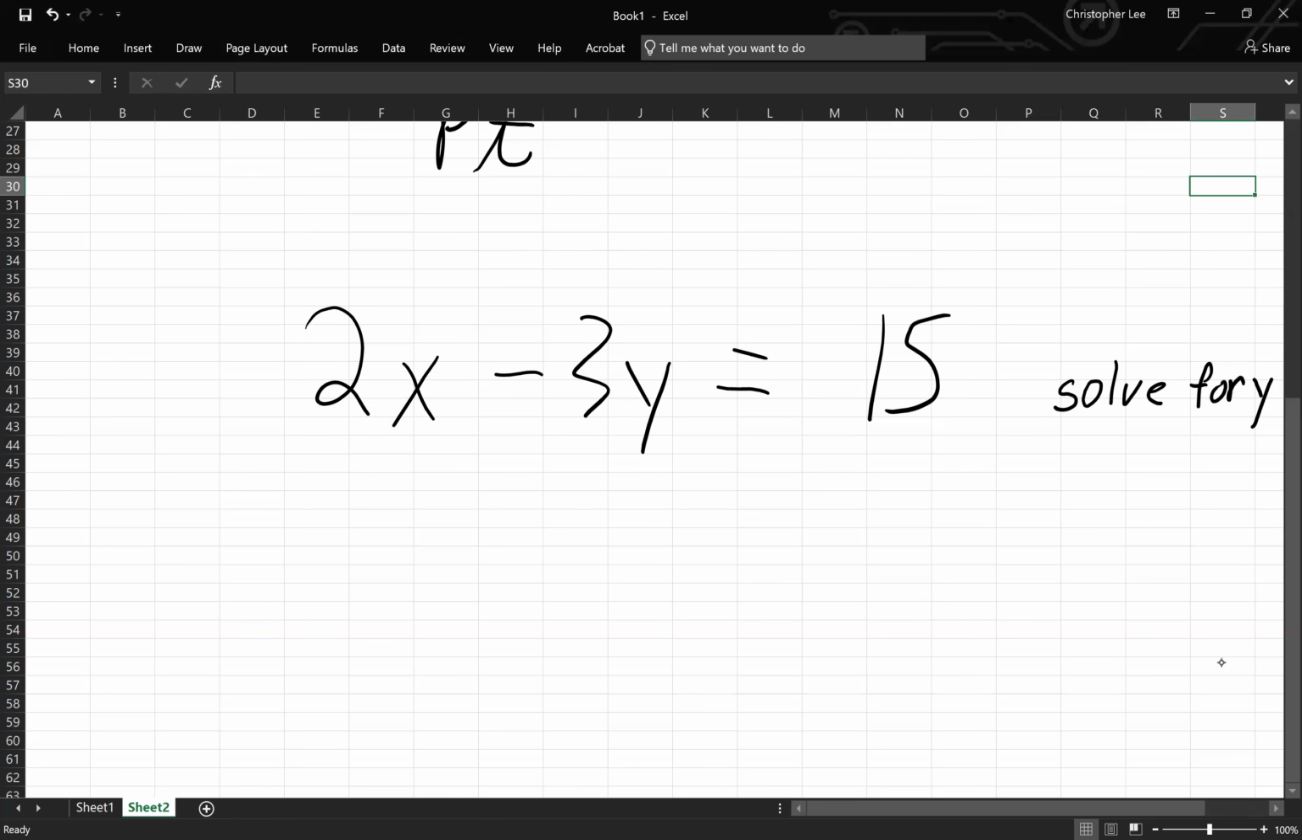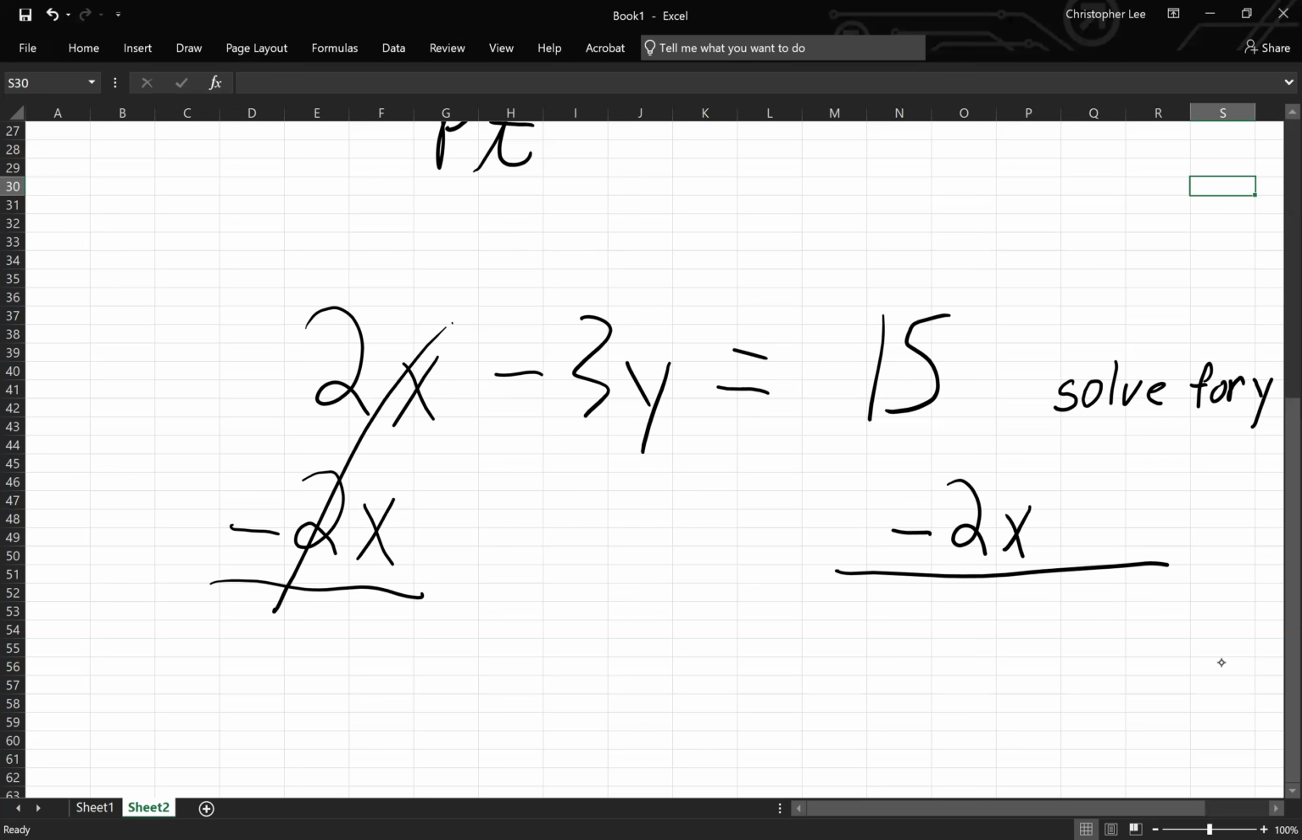Show me. So first thing I would do, right? I want the y, so I'm trying to isolate it from everything else. So I subtract the 2x from over here. What I do to one side of the equation, I have to do the other side of the equation. Yes. So now I got negative 3y.